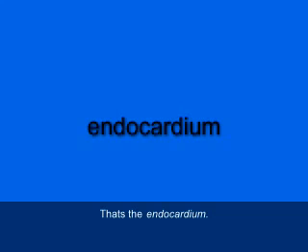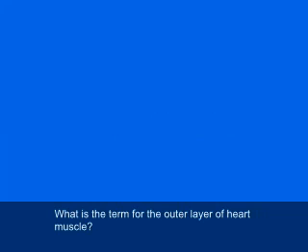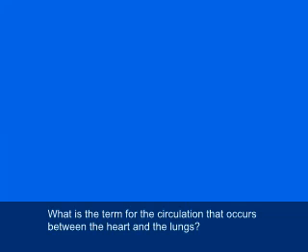E-N-D-O-C-A-R-D-I-U-M. And what is the term for the outer layer of heart muscle? That's the epicardium. E-P-I-C-A-R-D-I-U-M. What is the term for the circulation that occurs between the heart and the lungs?